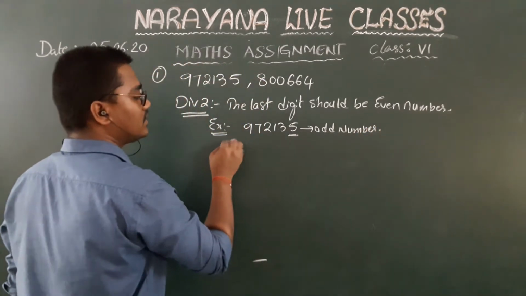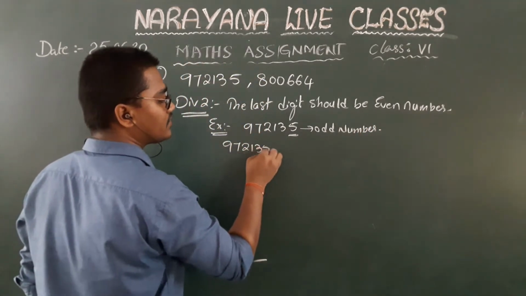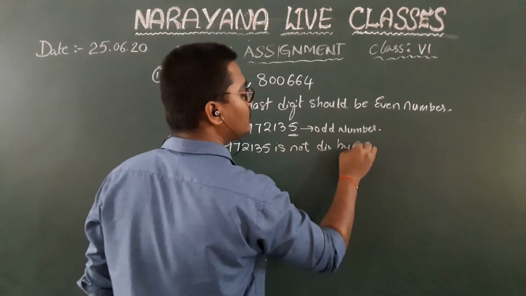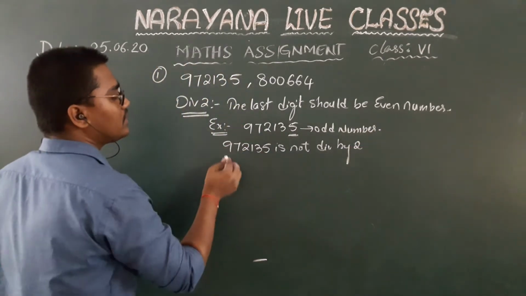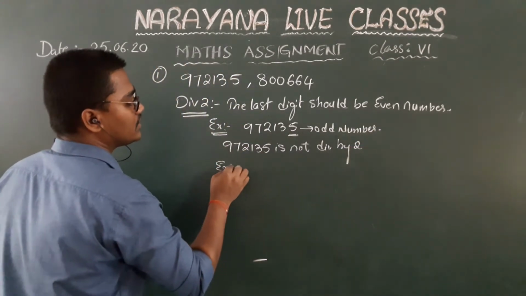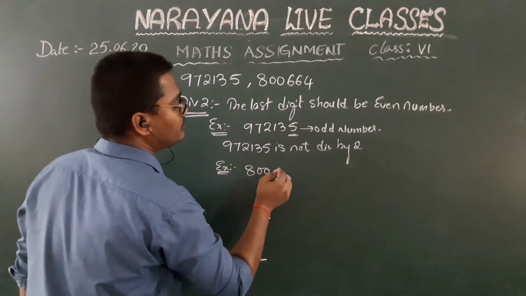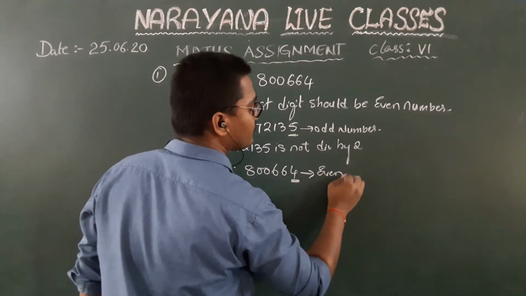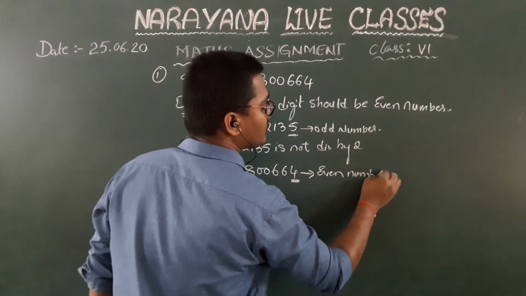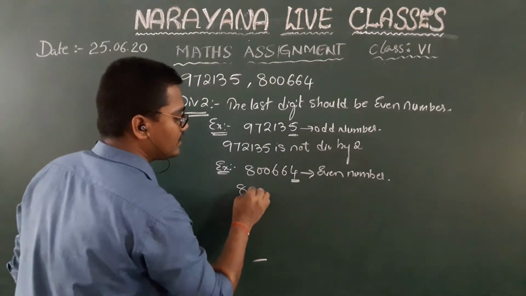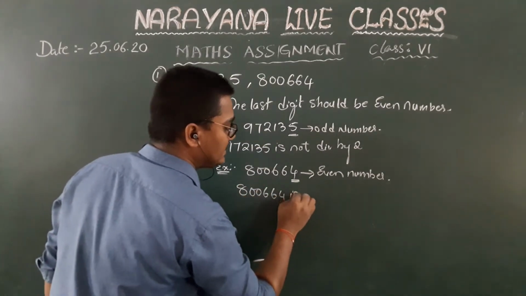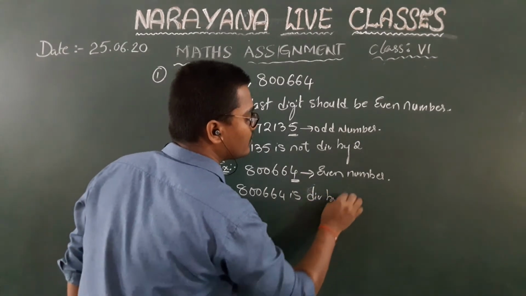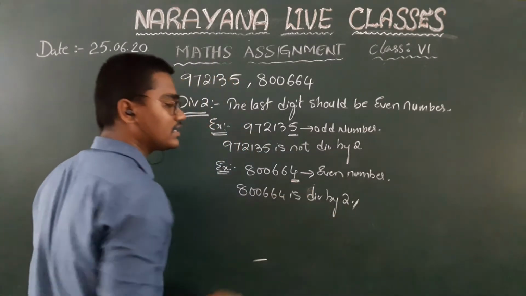So we can say that 9,72,135 is not divisible by 2. In the meanwhile, one more question: 800664. The last digit is 4. That is an even number. Yes or no, children? It is an even number. So therefore 800664 is divisible by 2, because the last digit is an even number.